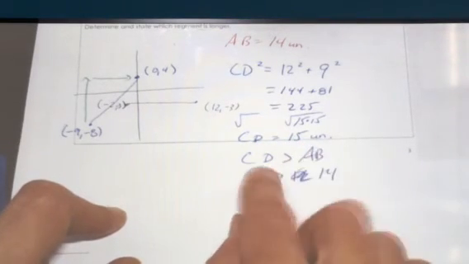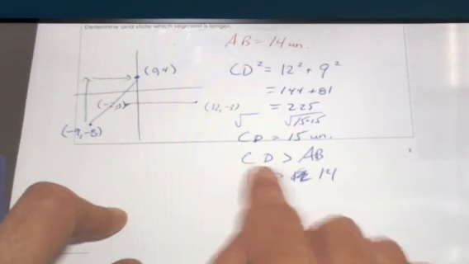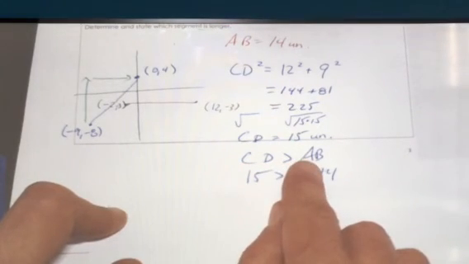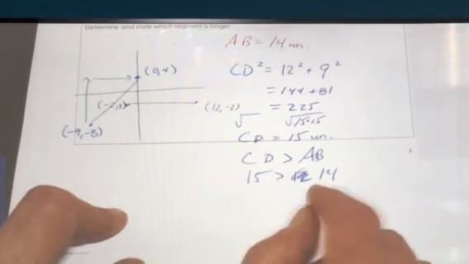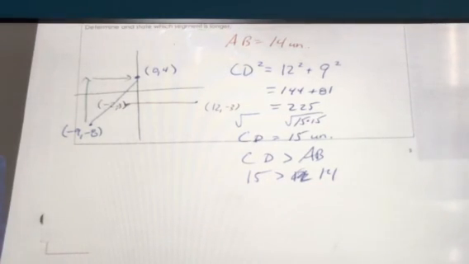So we would say CD is longer than AB because CD is 15, which is greater than 14. Great job. One more page to go.